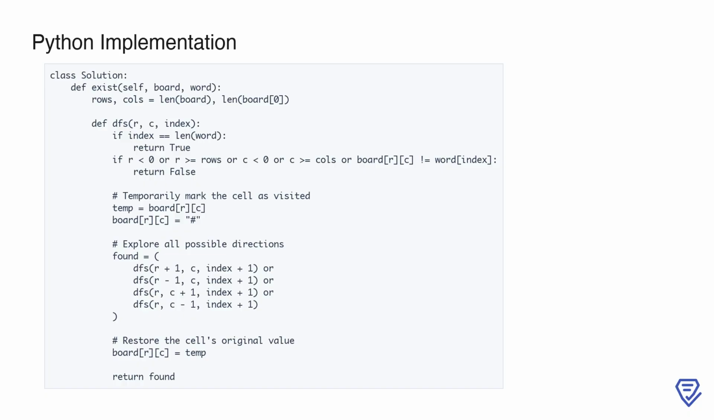Then, we explore all 4 possible directions: down, up, right, and left, by recursively calling the DFS function. If any of these calls return true, we know the word can be constructed, so we store this result in the found variable. Finally, we restore the cell's original value to ensure the board remains unmodified for other paths, and we return the result of found.